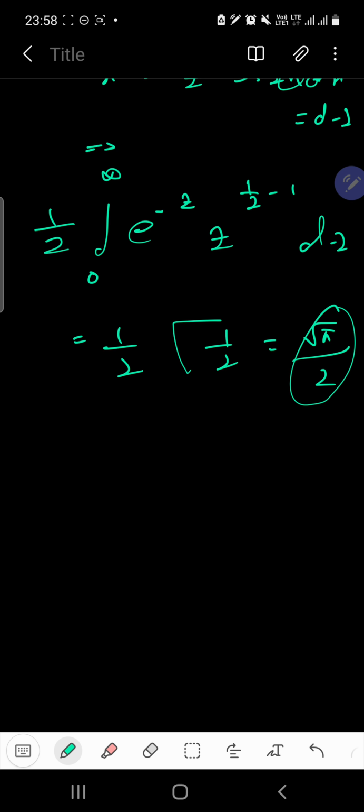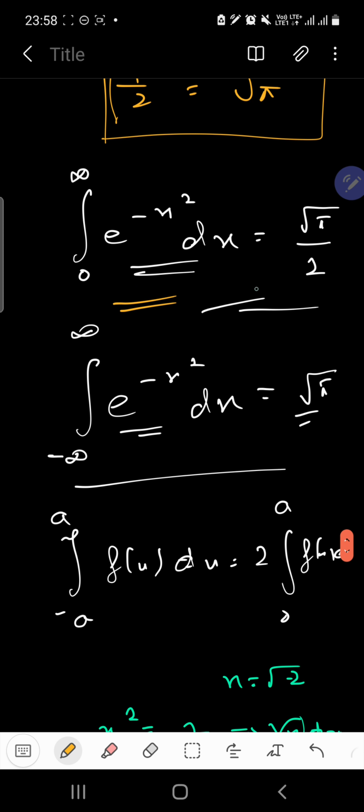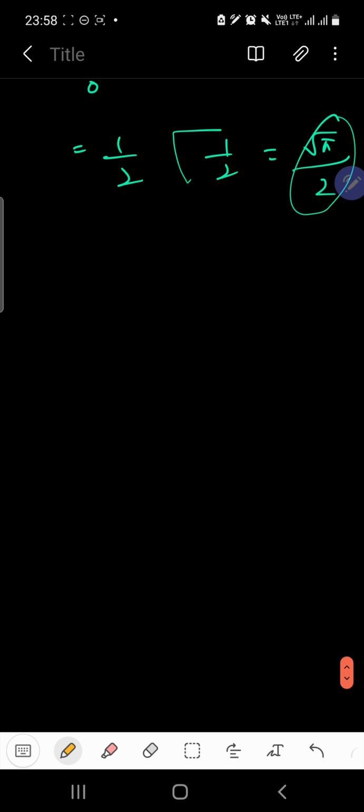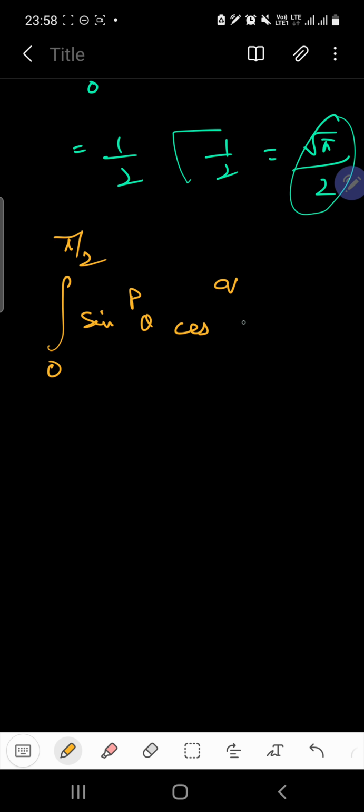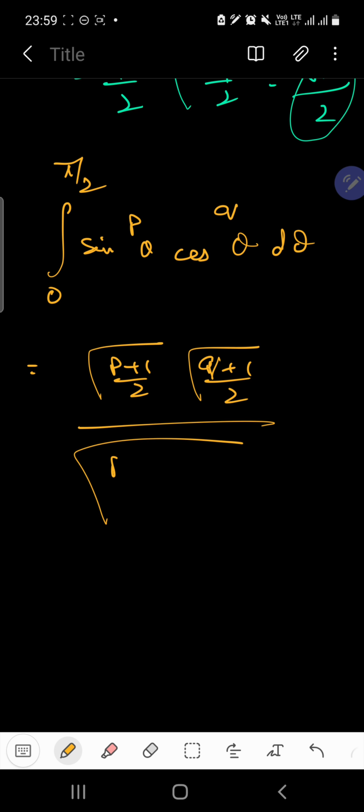Now basically there are 3 standard integrals which are direct applications of beta and gamma functions. Clear? One of them is this, one of them is this one. The other two are of products of trigonometric functions. If you have integration 0 to pi over 2 of sine p theta cos q theta d theta, then this is nothing but gamma of (p plus 1) over 2 times gamma of (q plus 1) over 2, over gamma of ((p plus 1) over 2 plus (q plus 1) over 2).